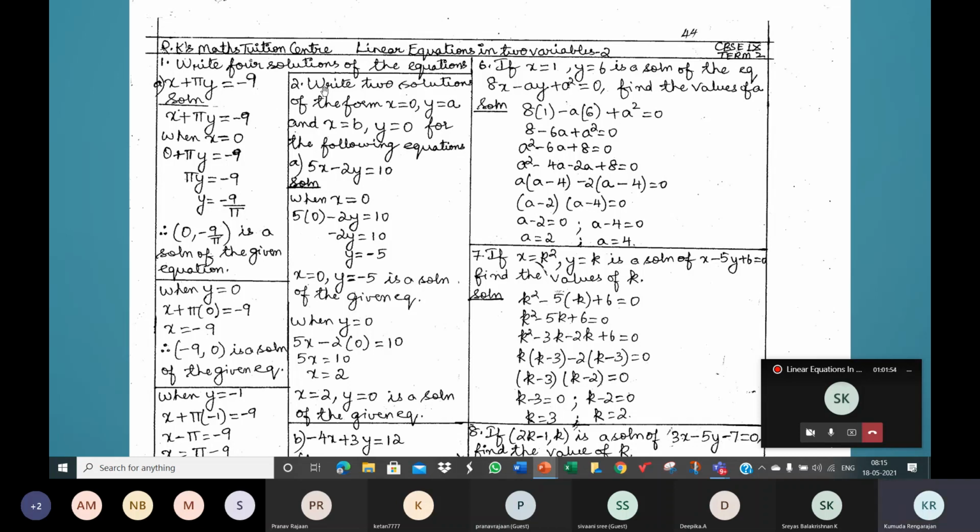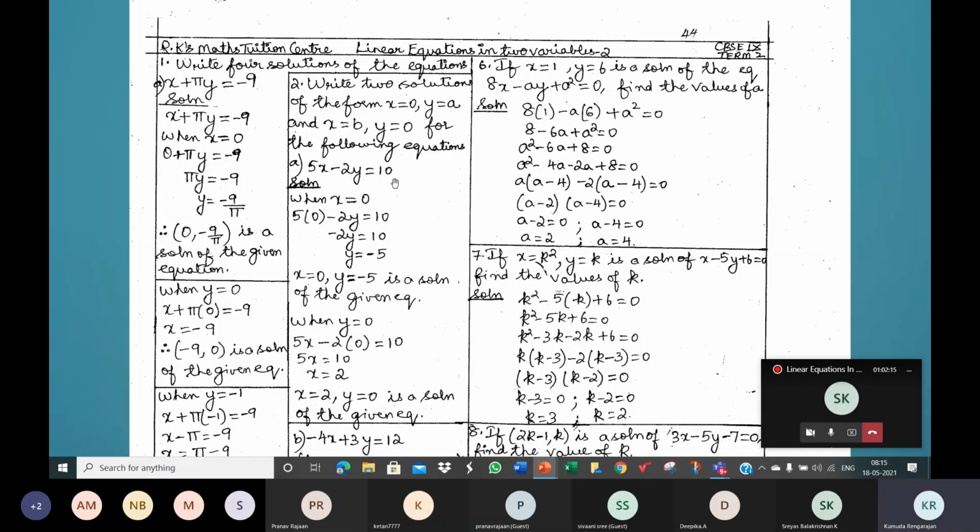Let's see the second one. Write 2 solutions of the form x is equal to 0, y is equal to a; x is equal to b, y is equal to 0, for the following equations. So that means they've insisted that you take x as 0 in one case and y as 0 in the other case. That's all it is.